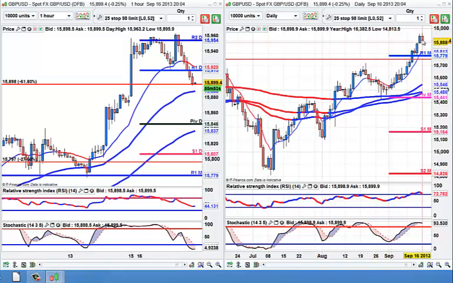So pound US dollar is very extended from the daily 8. Daily 8 is right down there at 158. And you can see the 60-minute chart, we've got very extended from the 60-minute 8 up there. So yeah, it's quite common for at least a pullback to the 8. It's a very slow one today, but it did work.